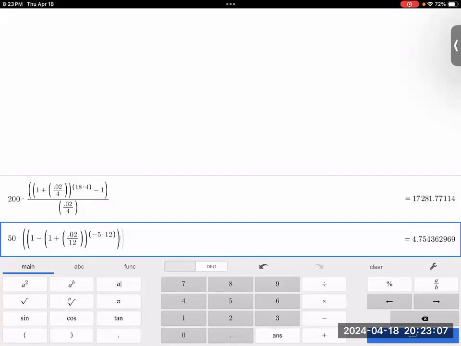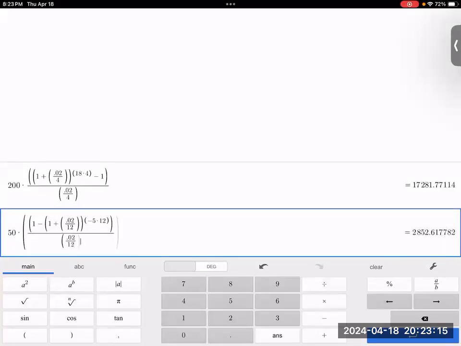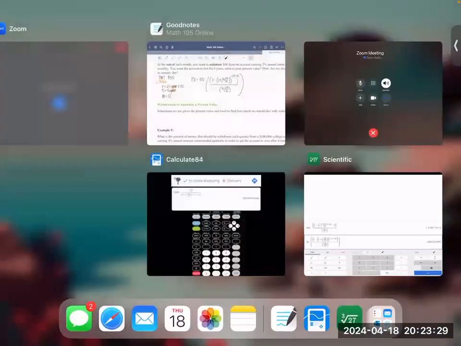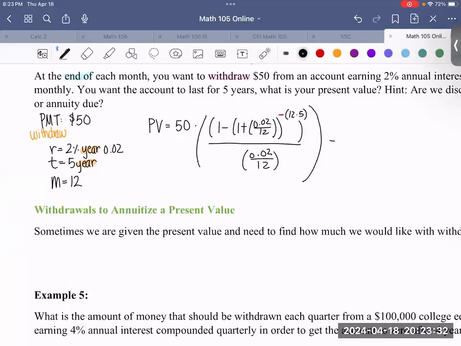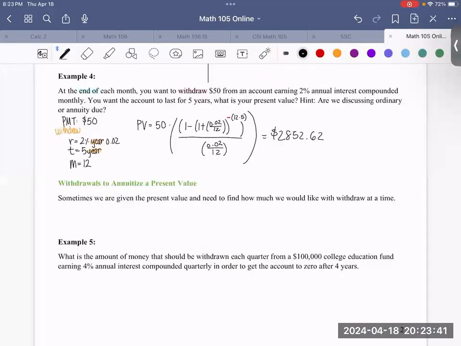All right, close that parentheses, divided by 0.02 divided by 12, close this parentheses, and then close that one. I'm going to reread, just make sure I have everything in its spot, and I'm going to go ahead and hit enter. So we get 2852.62. So this would be your present value. So if you're making a $50 withdrawal over this context, your present value has to be this much.